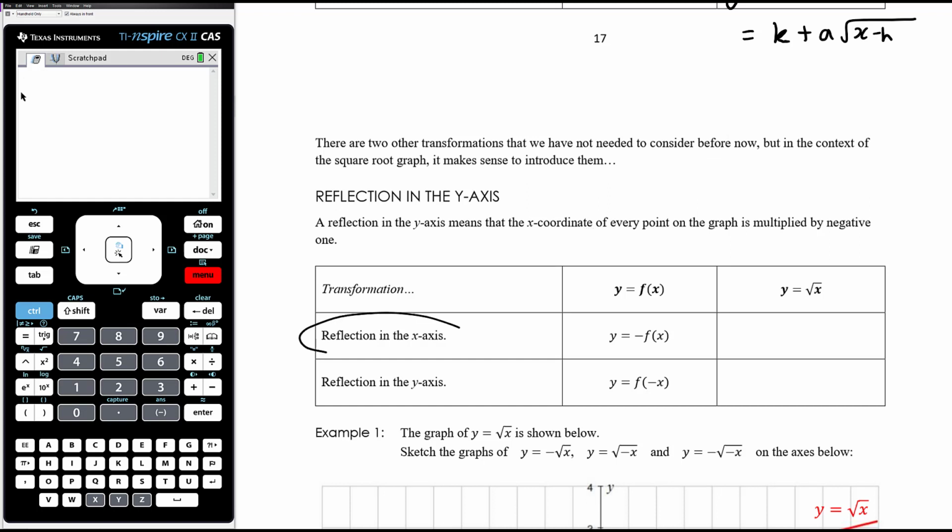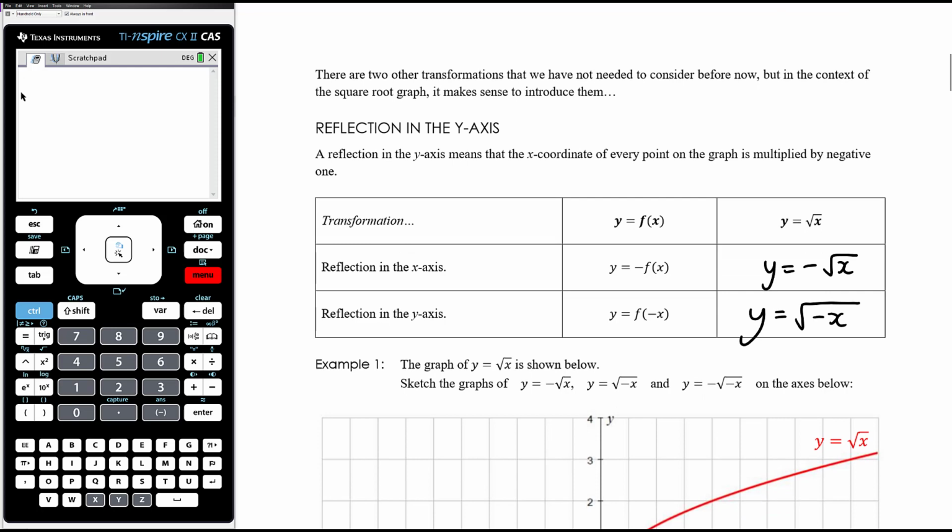So we're already familiar with the reflection in the x-axis. We know that's when we multiply the whole function by -1. So for our square root graph, that's y equals negative square root of x. When we reflect in the y-axis, we only multiply the x part of the function by -1. So in this instance, that will be y equals the square root of negative x.